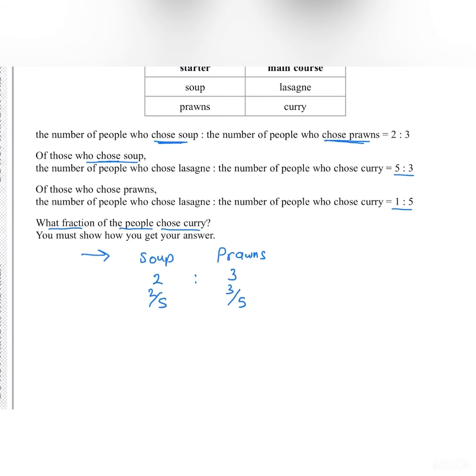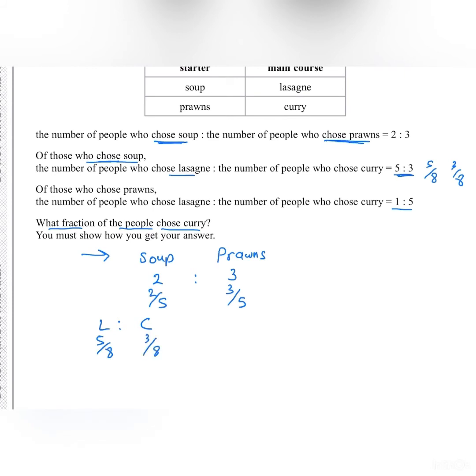and from those people, the people who chose lasagna and the people who chose curry as their main were 5-3. So lasagna and curry was 5-3. So again, I'm just going to write that as fractions, 5/8 and 3/8. Okay, so 5/8 and 3/8.